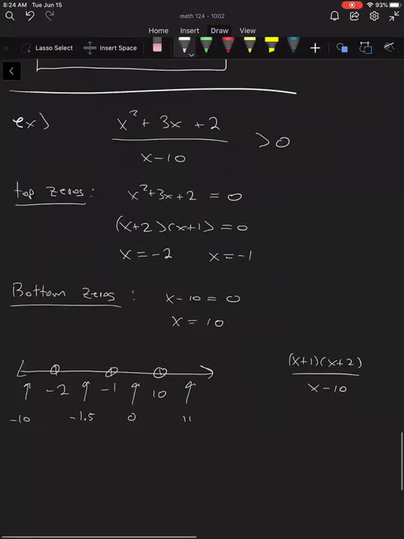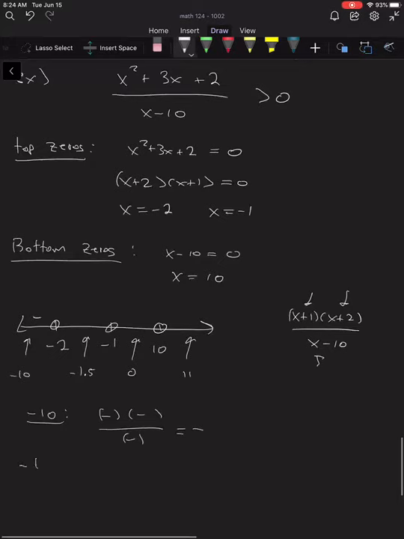If we plug minus 10 into the top, plugging it in here, we get a negative. Plug it in here, we get a negative. And minus 10 minus 10 is going to be a negative. So 3 negatives give us a negative, and we put a minus sign over here.